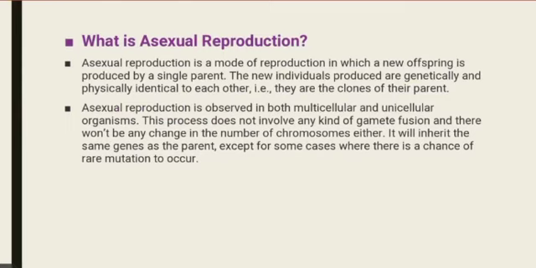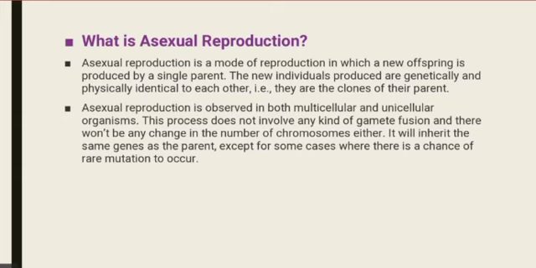Asexual reproduction is a mode of reproduction in which new offspring are produced by a single parent. The new individuals produced are genetically and physically identical to each other. That is, they are very, very similar to their parents. Asexual reproduction is observed in both multicellular and unicellular organisms.